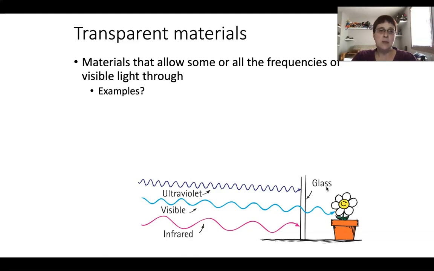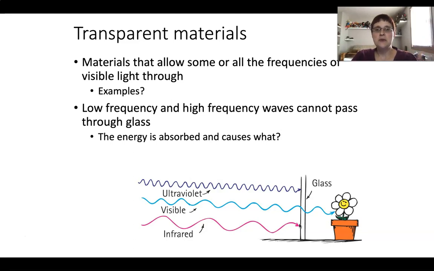Now, what's interesting about transparent materials is while they will let some or all of the frequencies of visible light through, as you can see here, glass is going to allow the visible light to come through, but it doesn't allow the other two sides of the electromagnetic spectrum close to visible light to come through. So the glass is going to block ultraviolet light and infrared light from coming through. And that's part of why glass starts to feel warm, for example, when sunlight shines on it, because it's blocking and absorbing those frequencies instead of allowing them to come through.